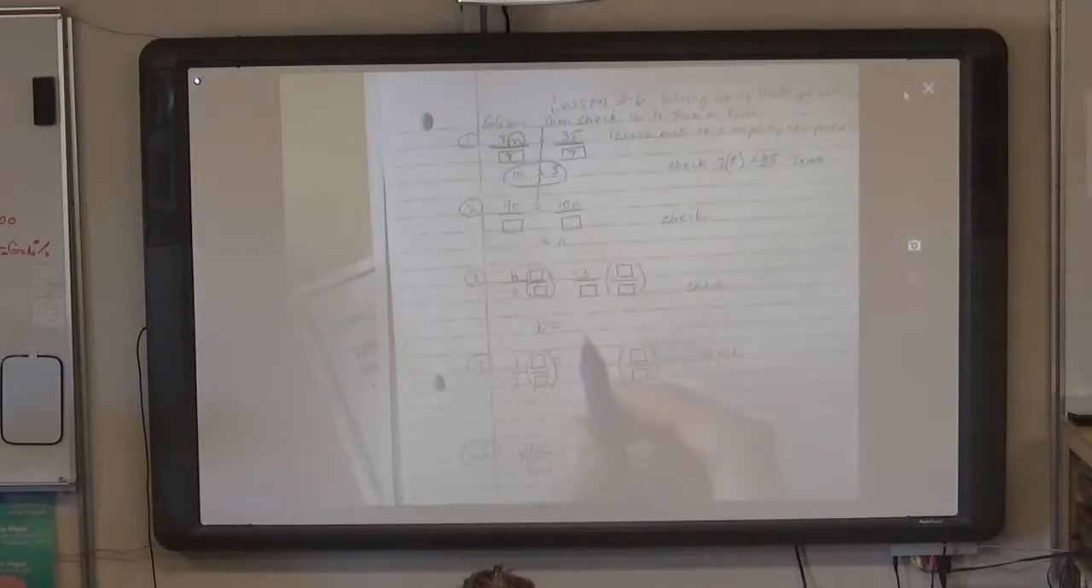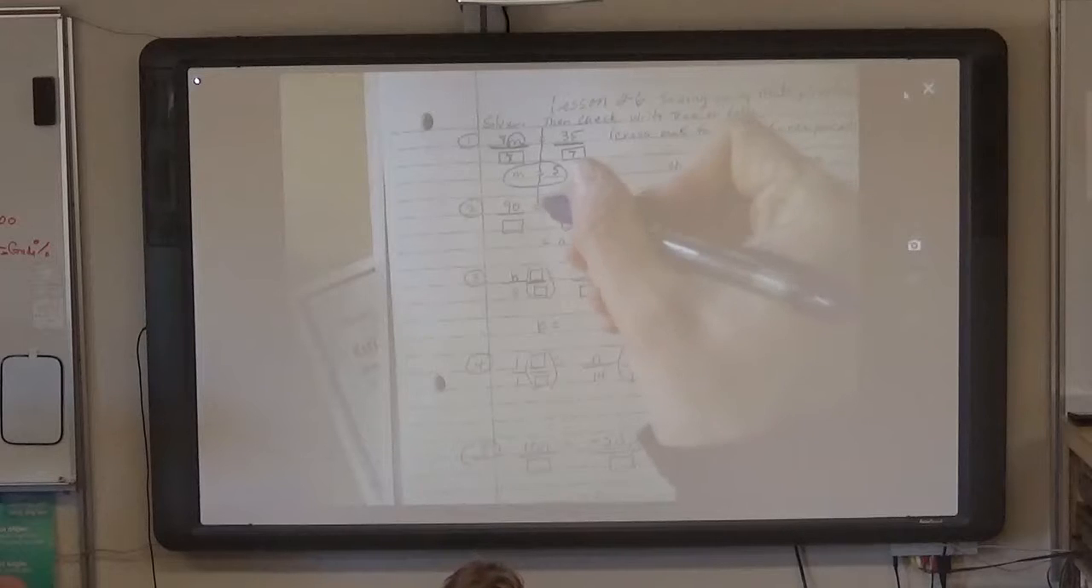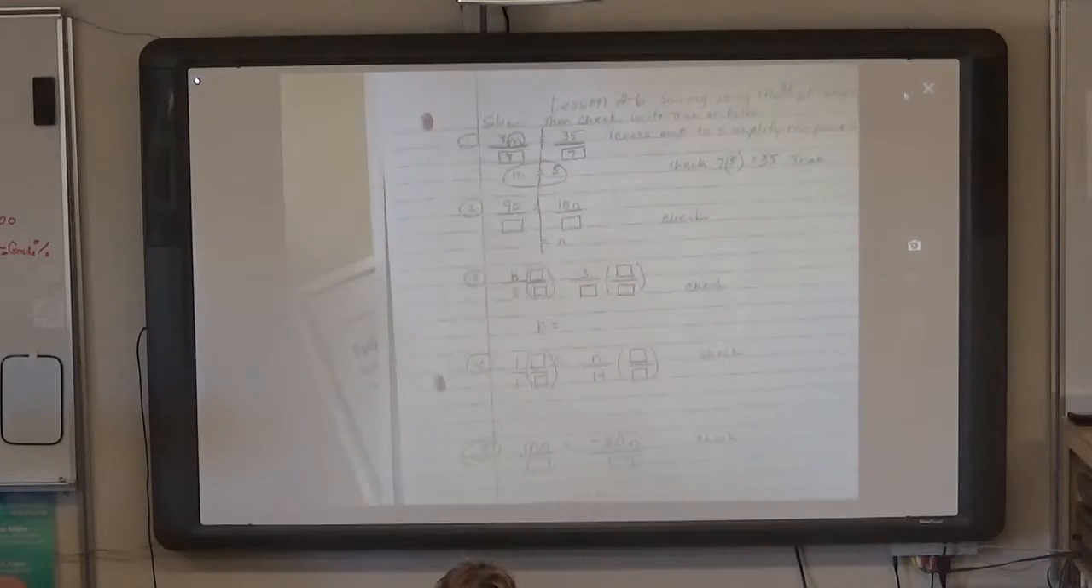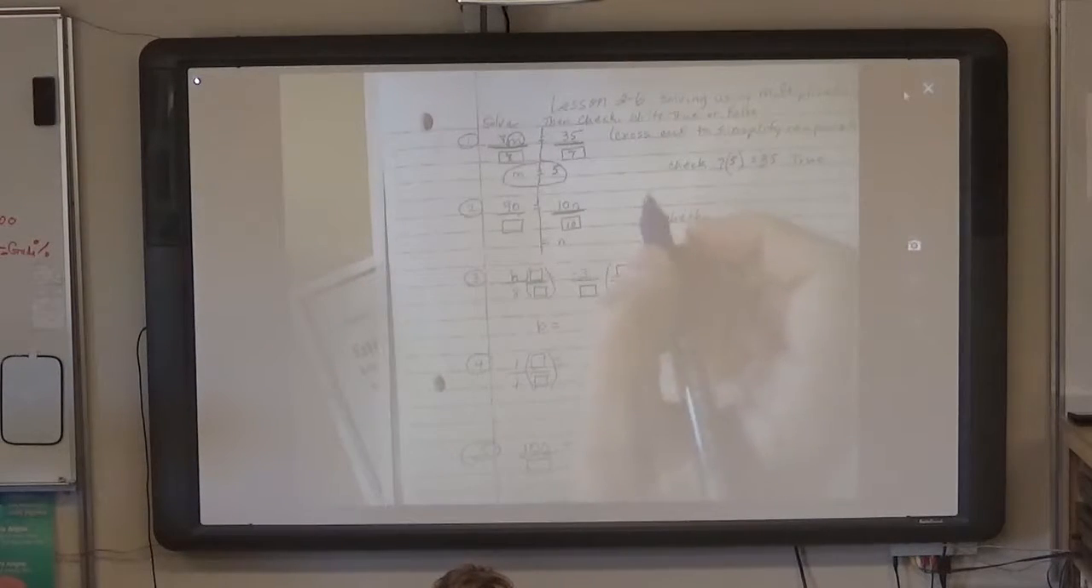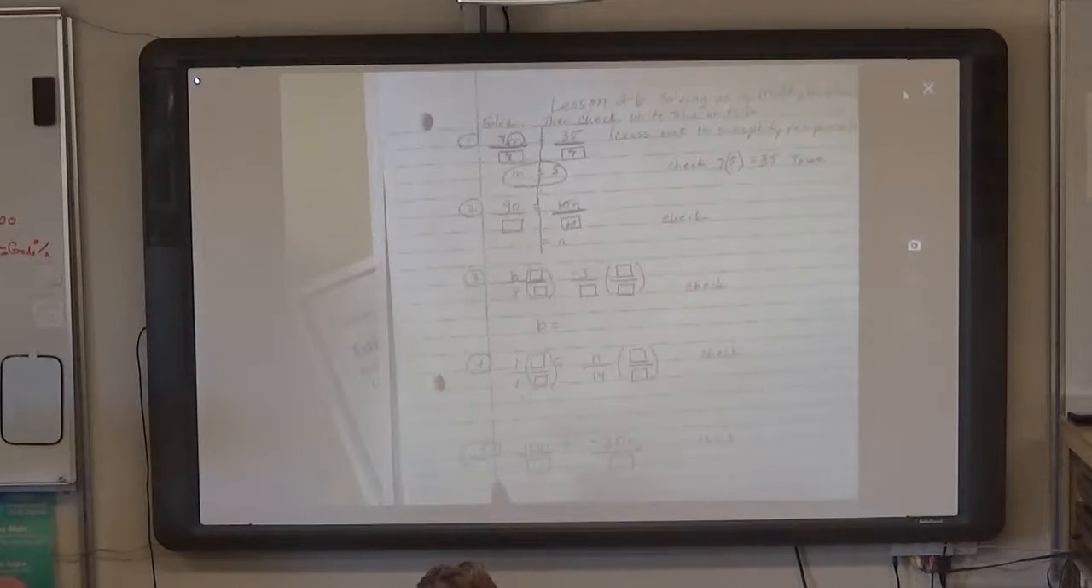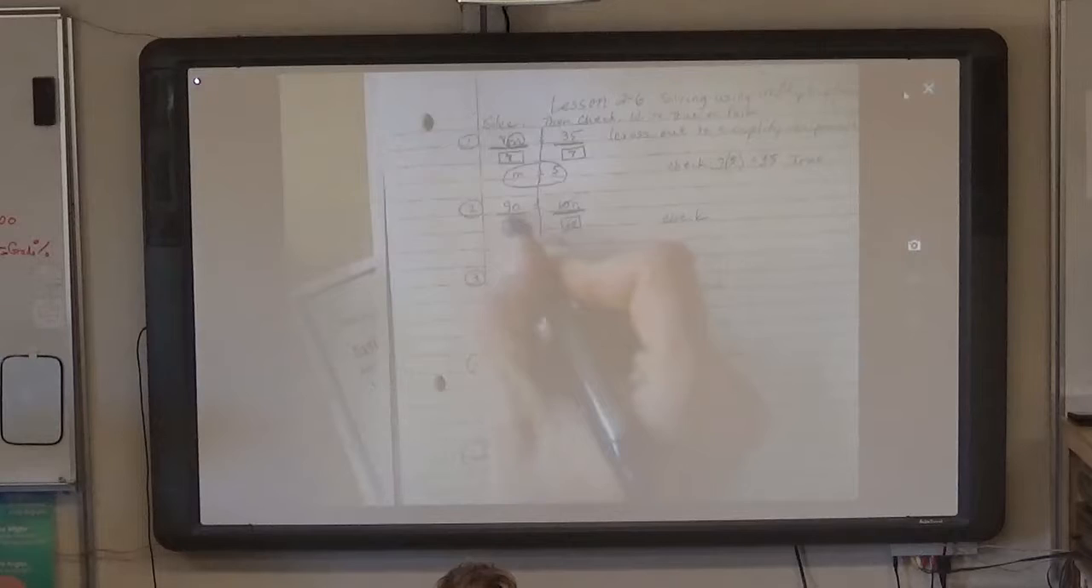Number 2. Start on the side with the variable. What's the coefficient? 10. So what do we write in the box? 10. The divide sign is already there. Cross out the 10s, because you need to cross out the reciprocals. And then, what do we write on the other side? 10.